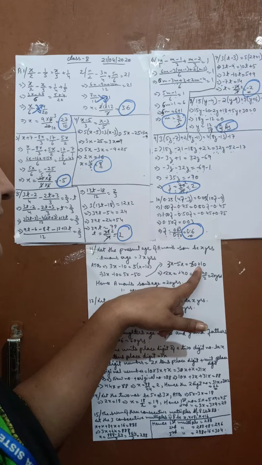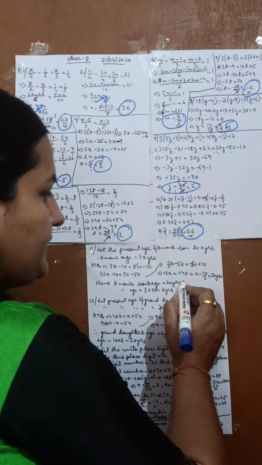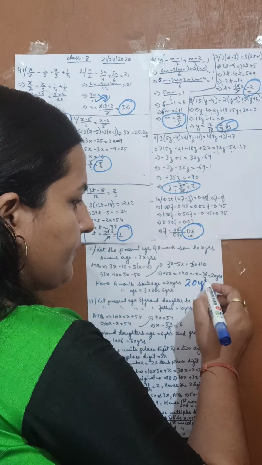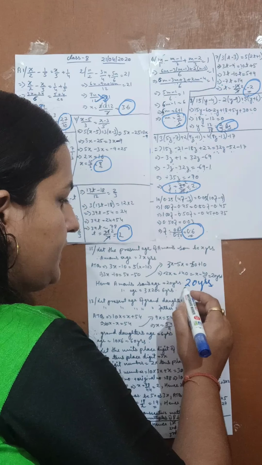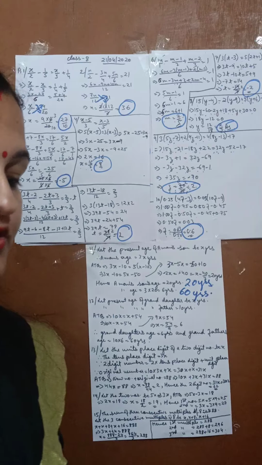So we have got, hence Aman's son's age is 20 years and Aman's age will be 3 into x, that is 3 into 20, which is 60 years. So Aman's son's age is 20 years and Aman's age is 60 years. Okay, so let's move to question number 12.